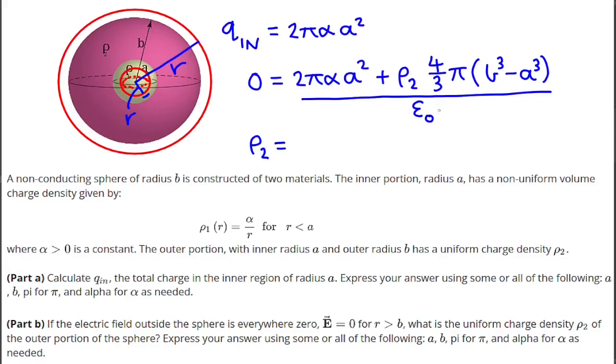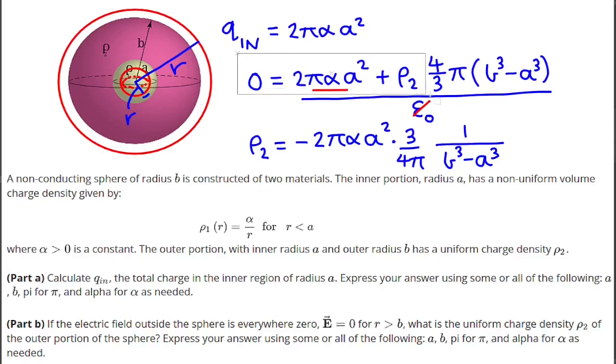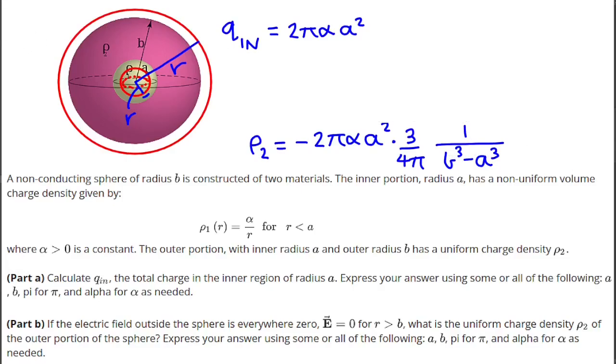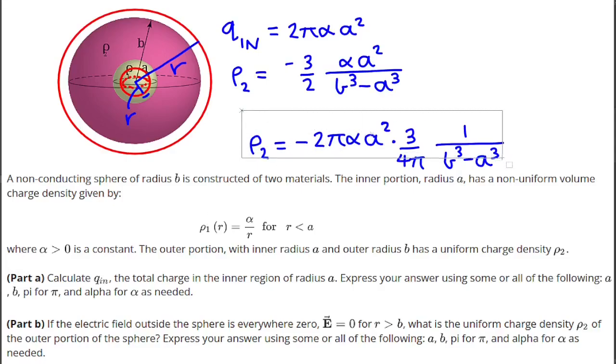So we multiply through by epsilon naught, and then subtract this term from both sides. So we get minus 2 pi alpha a squared, and then multiply through by 3, and divide through by 4 pi, and also divide through by b cubed minus a cubed. And now we'll write our final result up here. So ρ2 is minus 6 on 4, or minus 3 on 2, and the pi's cancel, and we get alpha a squared in the numerator, and in the denominator we have b cubed minus a cubed. So that's our result for part B.